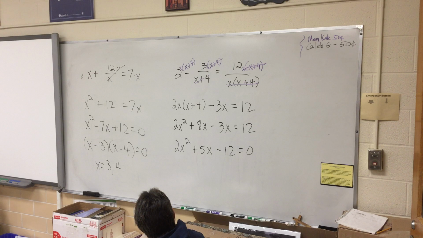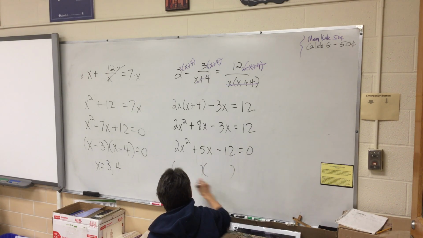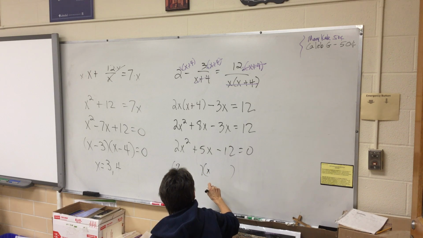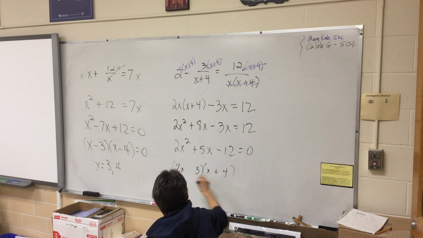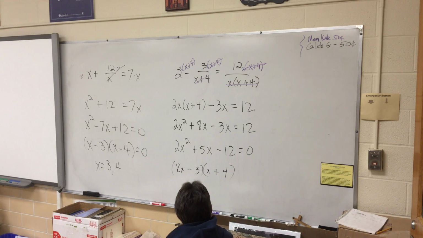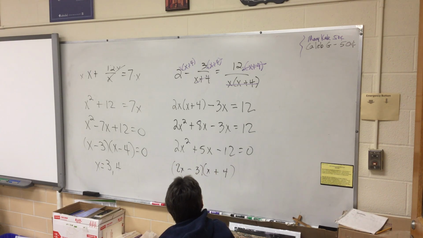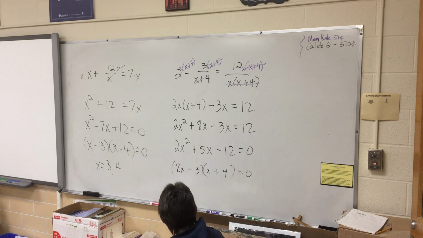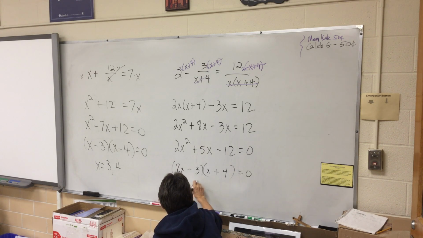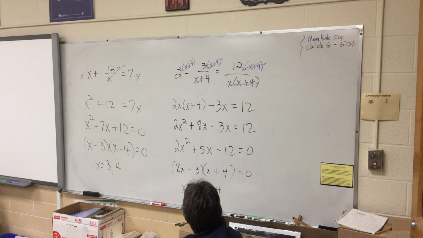Now, I bet that factors. See, if I FOIL, I get an 8 minus 3, that's 5. Yep, there it is. Again, though, you can go ahead and use the quadratic formula if you want. You're going to get the same answers I do, 3 halves and negative 4.